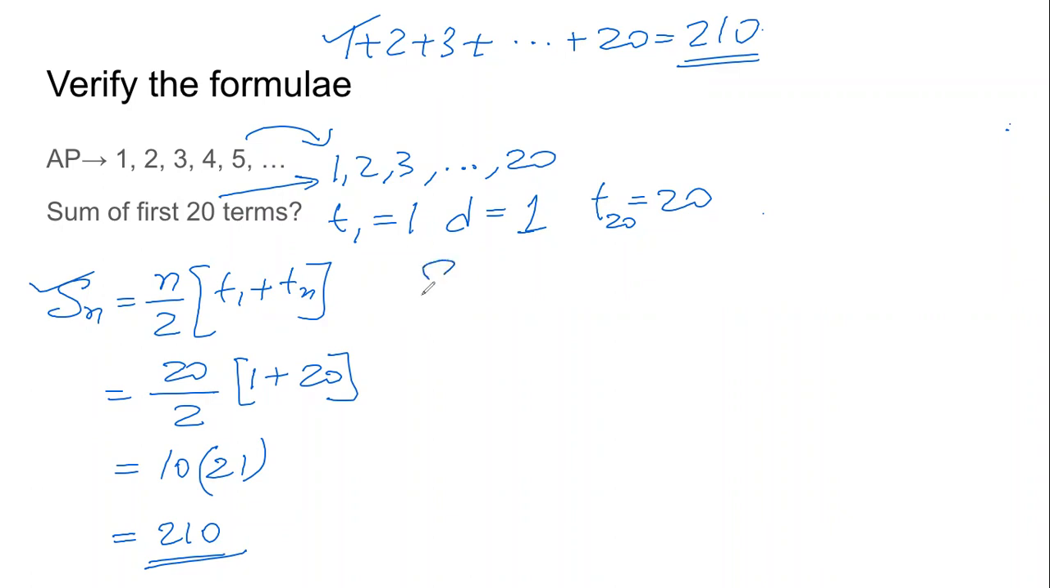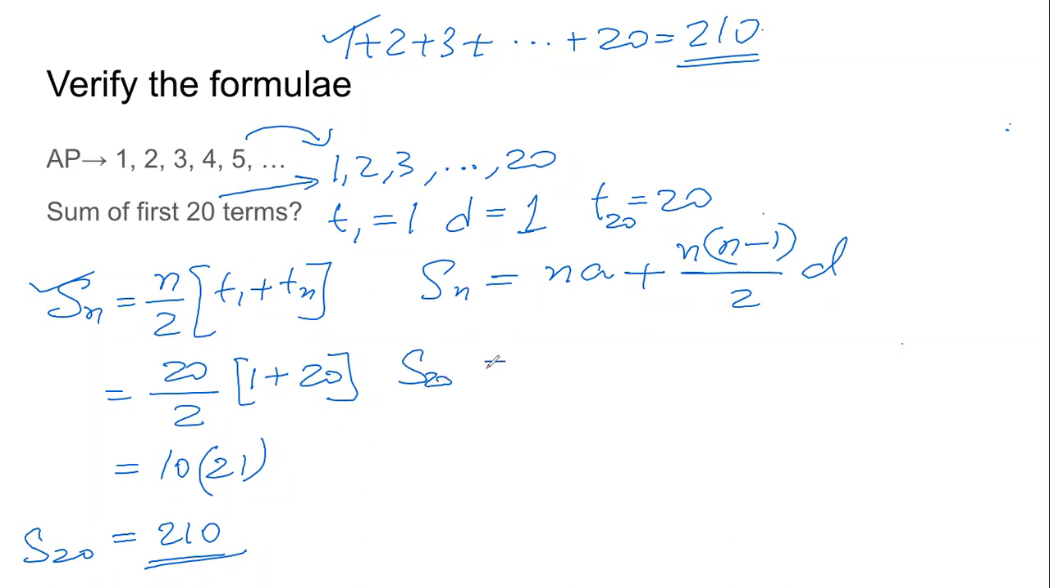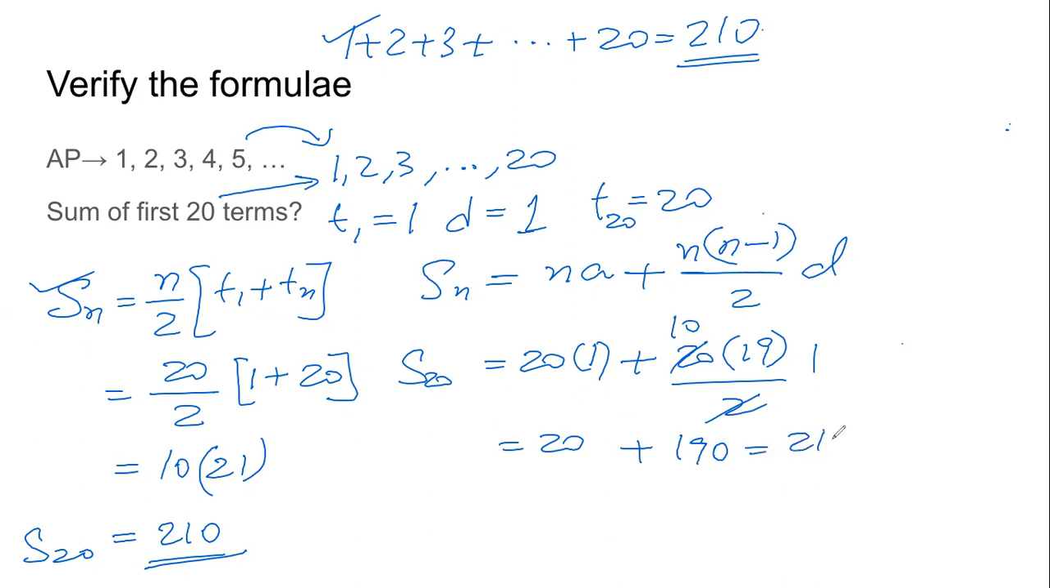Now let us try the second formula. The second formula says Sn equals n into a, and the formula continues as plus n into n minus 1 by 2 into d. Now we know that we are calculating the sum of the first 20 terms. n is 20, a is 1, n minus 1 will be 19, by 2, d is 1. Now 20 into 1 is 20, plus 190, that is 210. We can use this formula also.